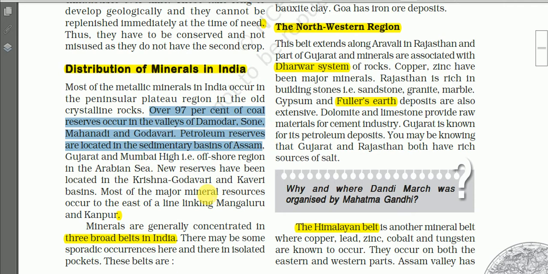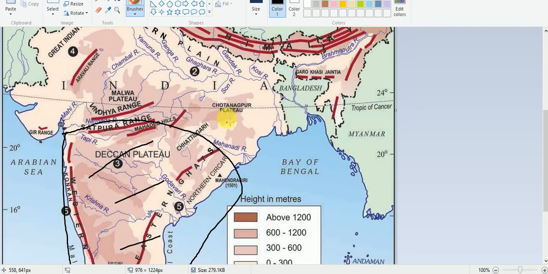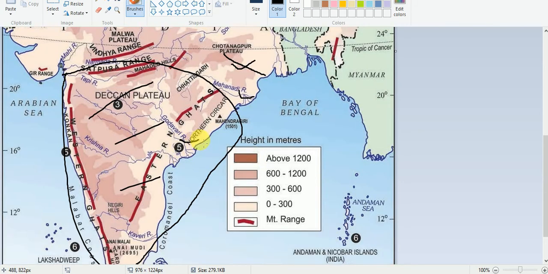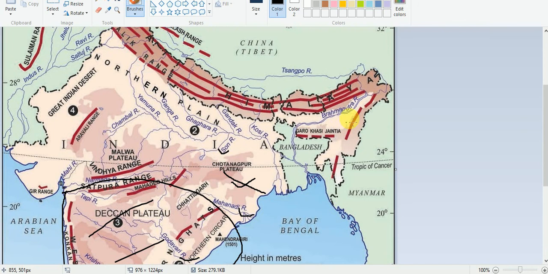Over 97% of coal reserves occur in the valleys of Damodar, Son, Mahanadi and Godavari. Petroleum reserves are also located in the sedimentary basins of Assam. So 97% of the coal reserves occur in these river valleys. Now again, let us see this map here. Damodar River is here, and in this valley we find coal. Then we find coal in Mahanadi, Godavari, and in the Son River also. Then here in the Brahmaputra valley we find petroleum.